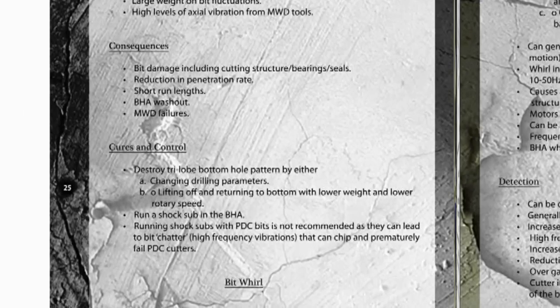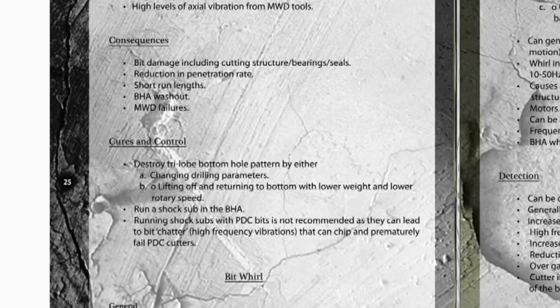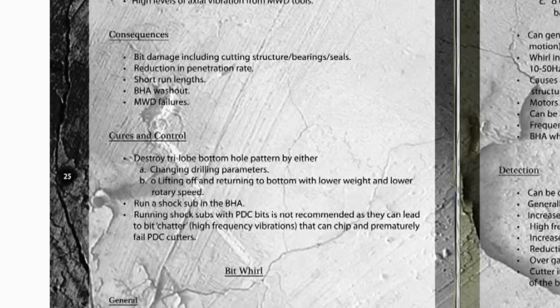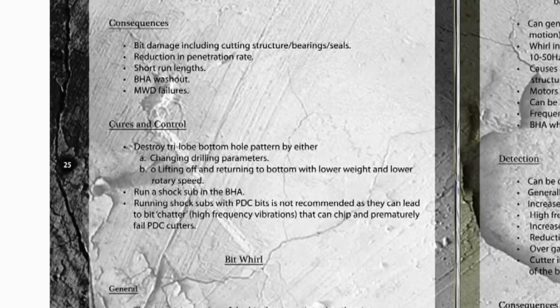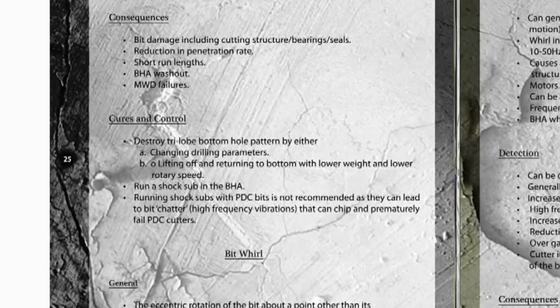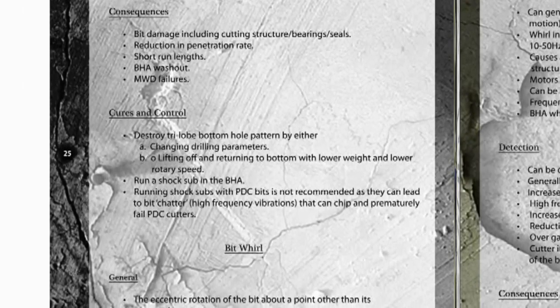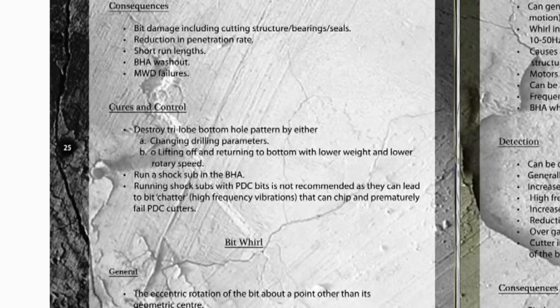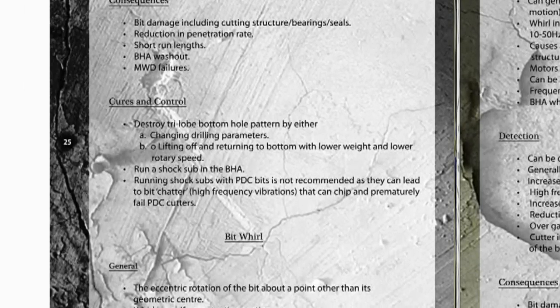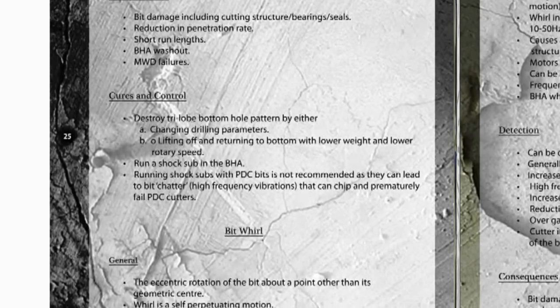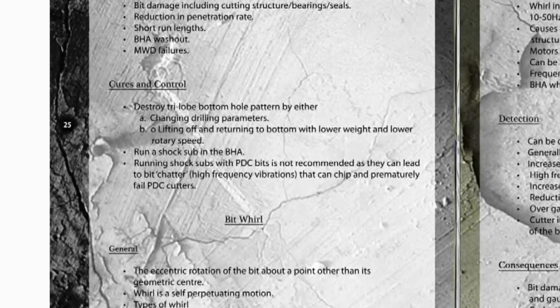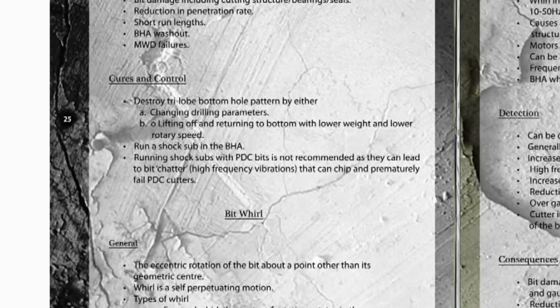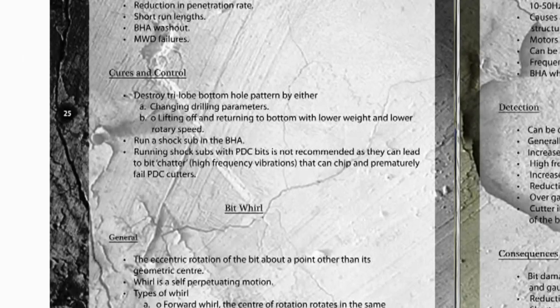Cures and control. Destroy tri-lobe bottom hole pattern by either changing drilling parameters, lifting off and returning to bottom with lower weight and lower rotary speed. Run a shock sub in the BHA. Running shock subs with PDC bits is not recommended as they can lead to bit chatter, high-frequency vibrations that can chip and prematurely fail PDC cutters.